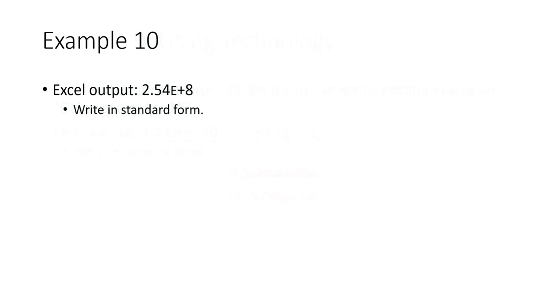To do the same thing again, 2.54 E to the plus 8 is the same thing as 2.54 times 10 to the 8th. We're just going to move the decimal point 8 places with 1, 2, 3, 4, 5, 6, 7, 8, and add zeros. 254 with 6 zeros for 254 million.